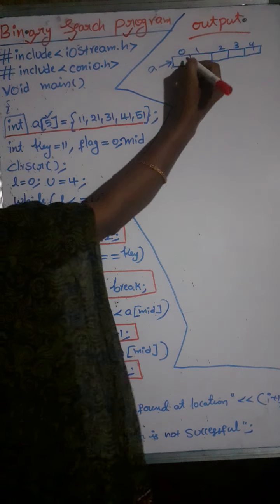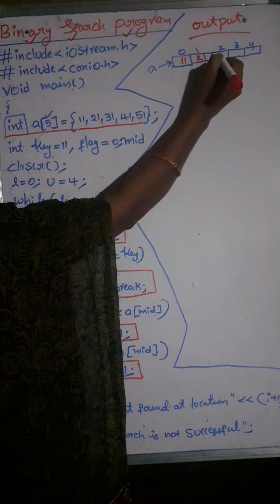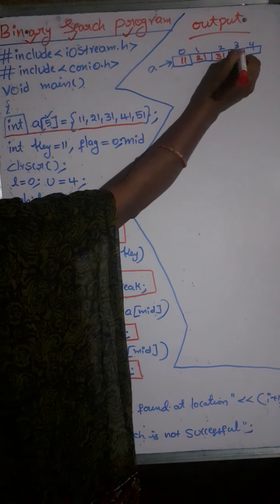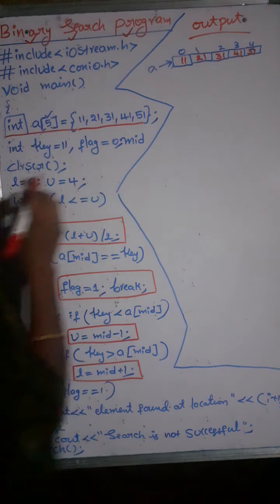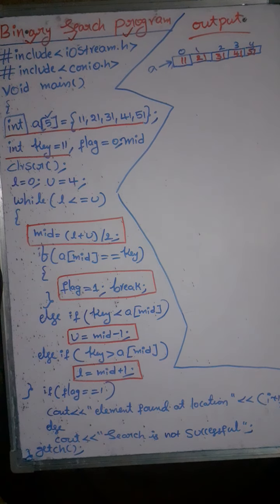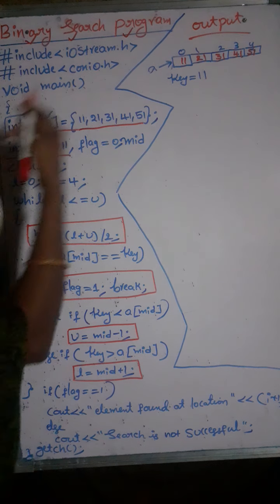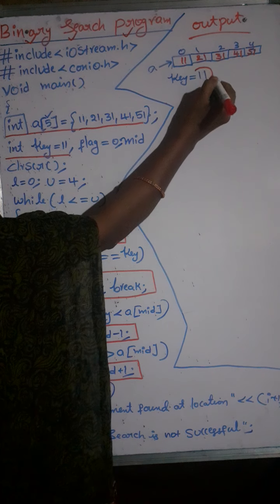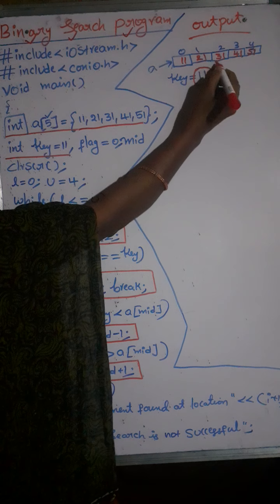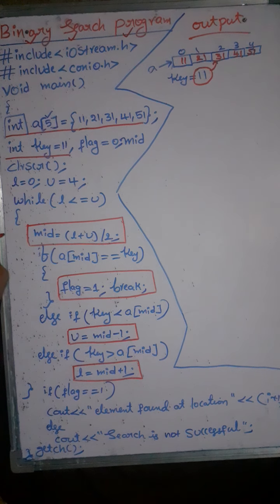What are the elements now? 11, 21, 31, 41, 51. Then key equals 11. So the key value is 11, which means I want to search whether this particular element exists in this list or not. Here I want to apply the binary search method. Since the elements are in sorted order, I can apply binary search.